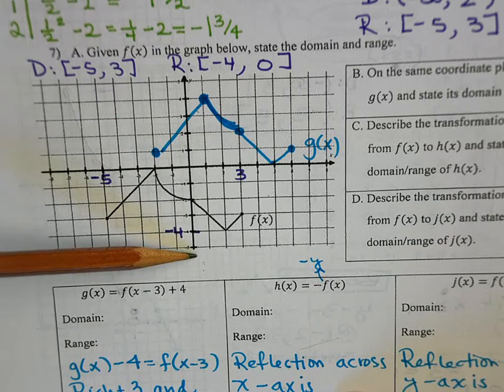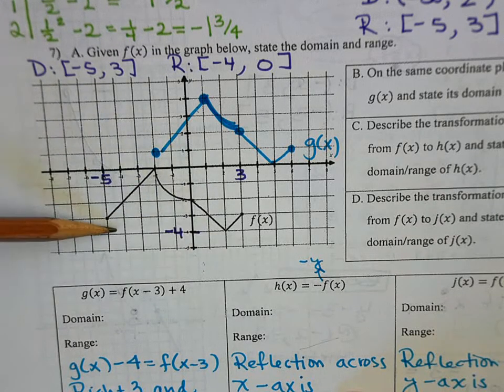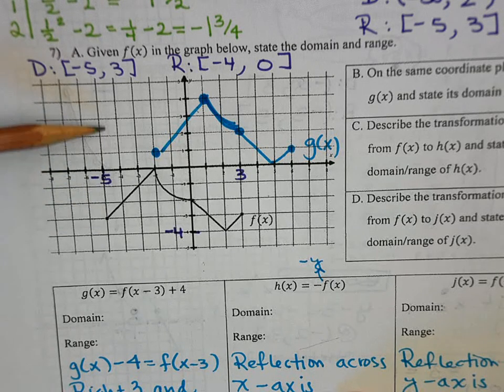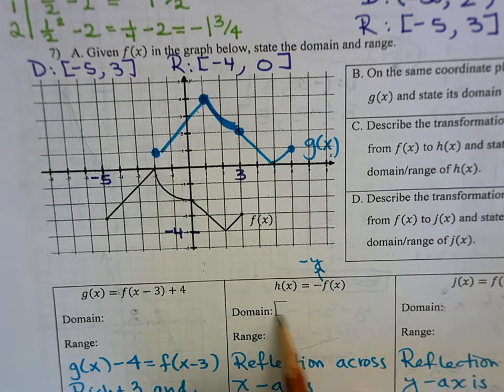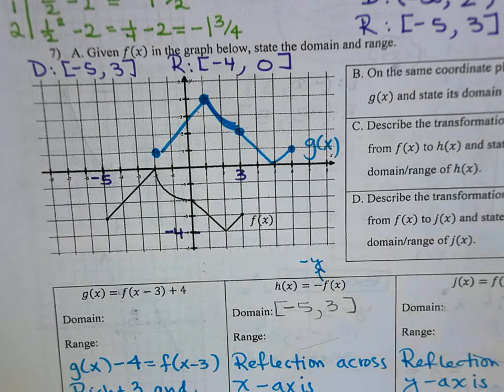So I'm only looking at this graph right here, right? This is my f of x graph. So my domain doesn't change because at x equals negative 5, when y was negative 3, it's going to jump up to positive 3. But the x didn't change. So my domain is going to still be exactly the same, negative 5 to 3. That's not going to change at all.